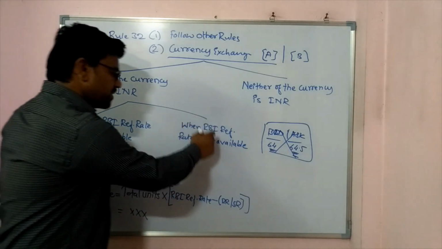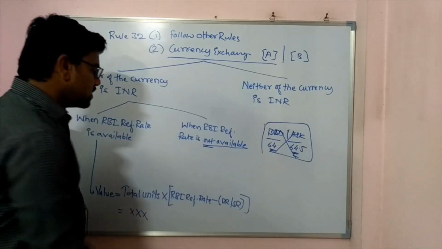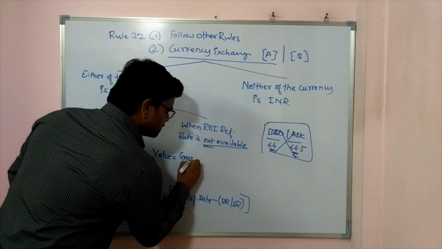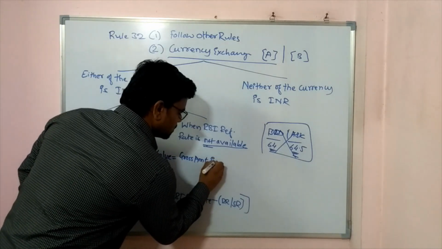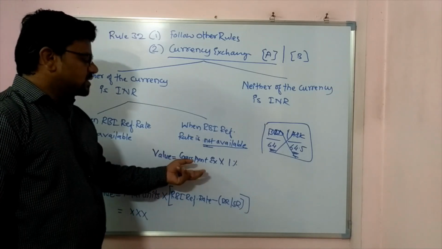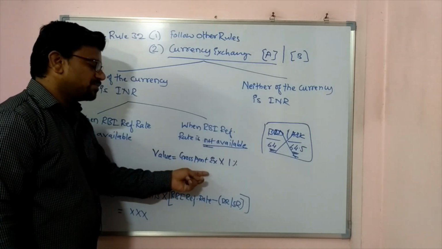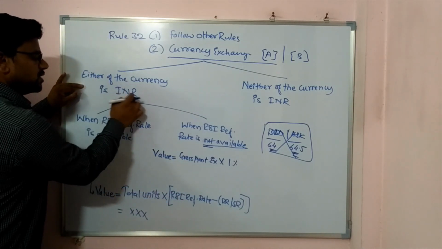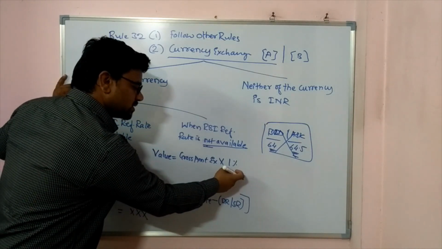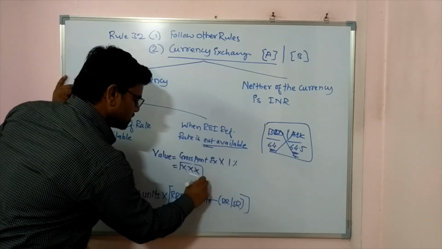Okay, when RBI reference rate is not available, then what is the value? Then value will be equal to gross amount exchanged into 1%. Whatever is the value that you have exchanged. Now how will you understand what is the gross amount? See, either of the currency is Indian rupee, right? So you will take the value in Indian rupees into 1%, you will get the value, and this is your answer.